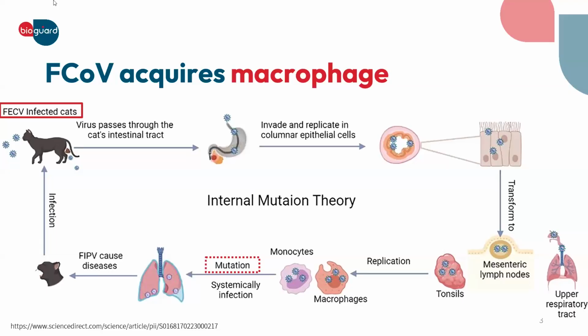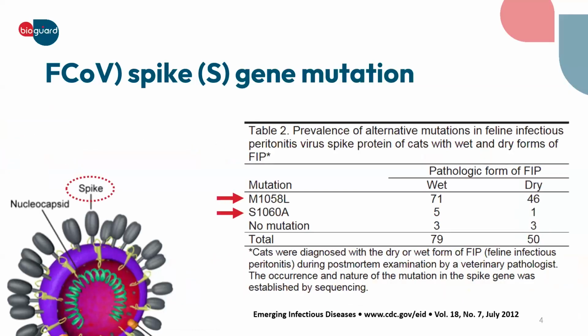The mutations usually occur in the spike proteins, which are the membrane proteins of the virus that help in the attachment of the virus to the host cells. These mutations, which have been identified, occur in 2 of the amino acids in the gene of the virus.